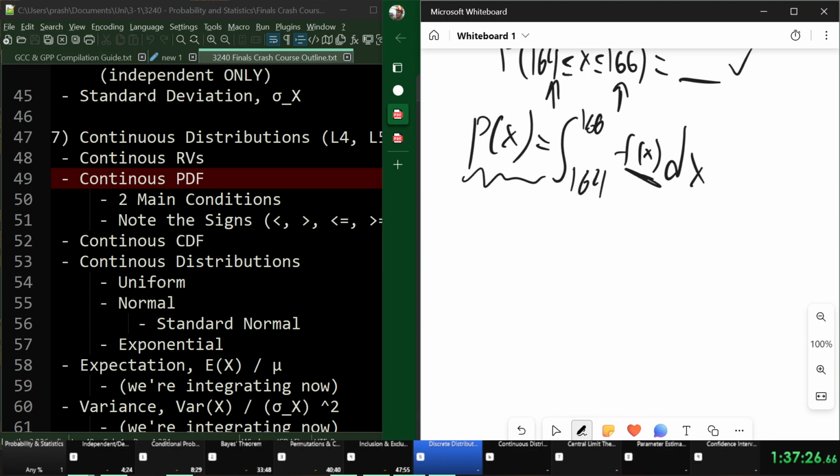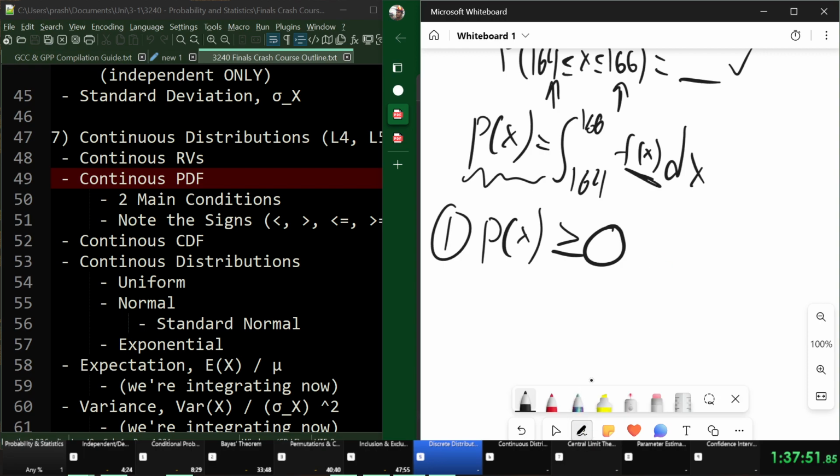The first condition, of the two main conditions, is that the values that get spat out from f of x must always be non-negative. You cannot have a probability that's negative. That doesn't make any sense. Oh, my cursor's acting up. Okay. Yeah, you cannot have a negative probability. And by extension, you can't have a probability that's more than 1 as well, but I'm pretty sure that's understood.